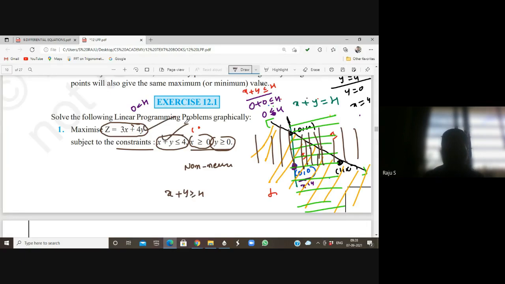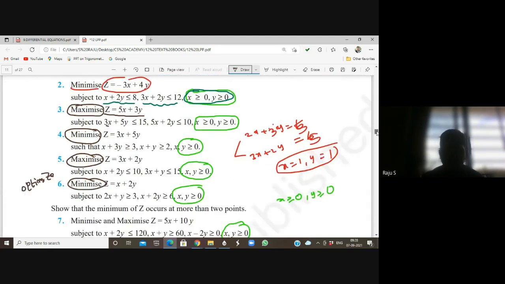I hope you got an idea: this is called the objective function. These are called constraints. These are called non-negative restrictions. Now let us do the problem, or else I'm going to explain the problems. Linear programming is an important optimization technique. Optimization means minimization or maximization. We have to optimize.